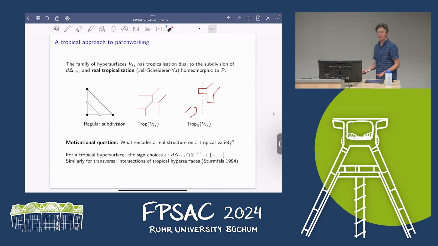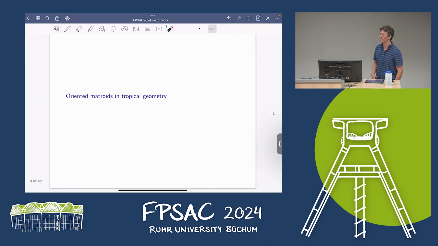But a lot of tropical varieties don't come as complete intersections. A lot of tropical varieties also don't come via tropicalization. So our main example of this is non-representable matroids, which give us tropical varieties which do not come from algebraic geometry. Okay, so we want a notion of real structure for those kinds of objects. All right. So matroids will be our main example for at least the bulk of the talk.